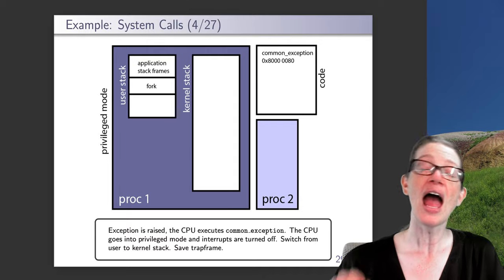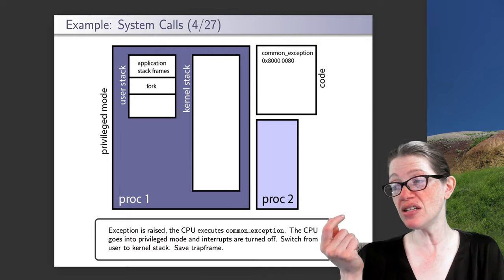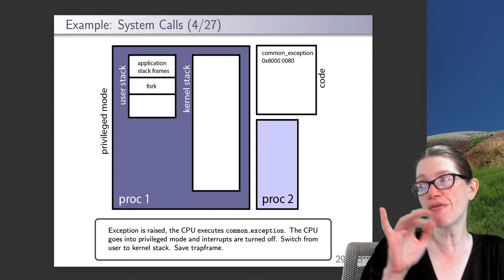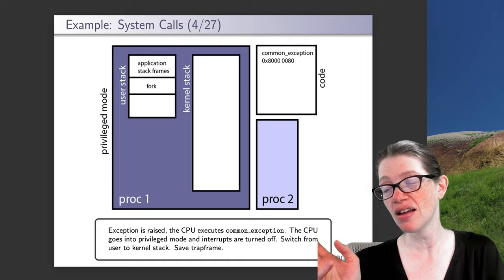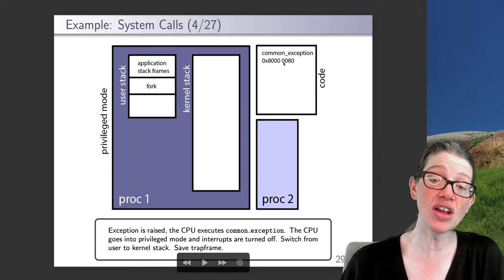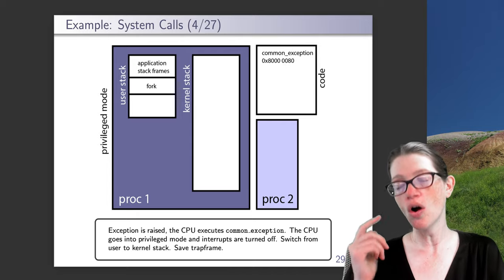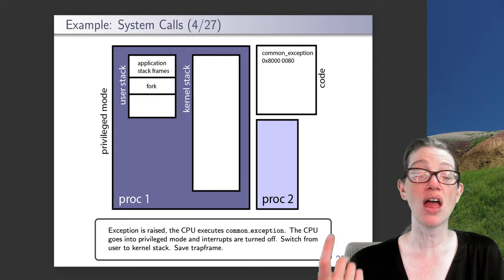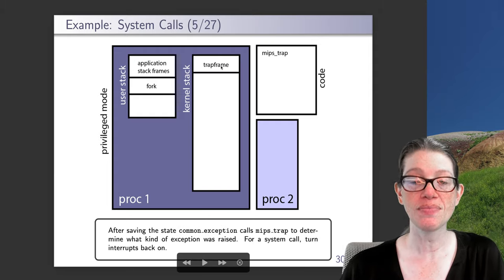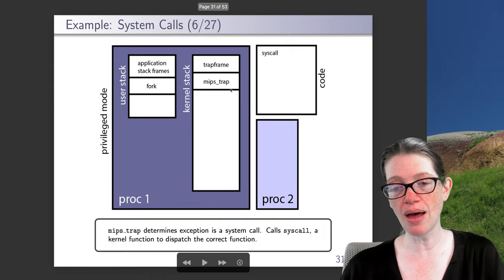At that point, the exception gets raised, the CPU switches into privileged mode, we're going to find the kernel stack, we're going to switch to the kernel stack, and we're going to be executing common exception at the following address. So we are in kernel mode, we found our kernel stack, now it's time to save the trap frame. So we save the trap frame. After we save the trap frame, we're going to call mipstrap. There's mipstrap.